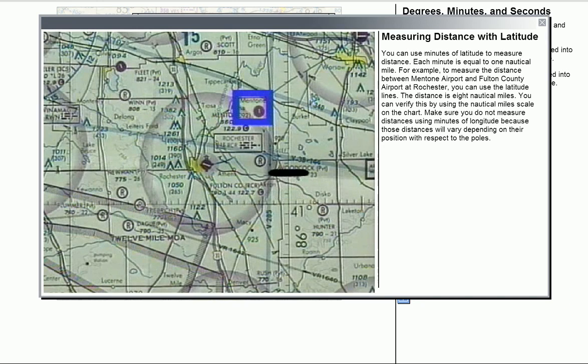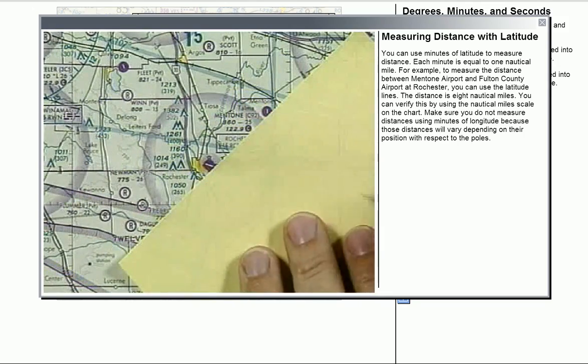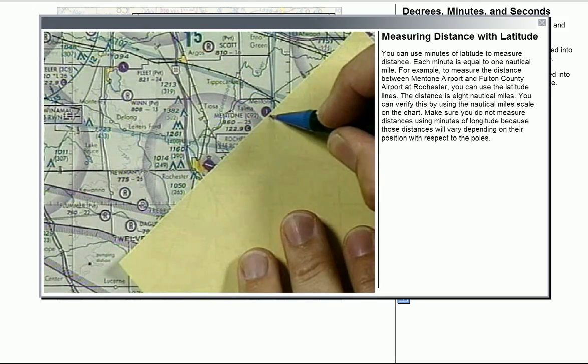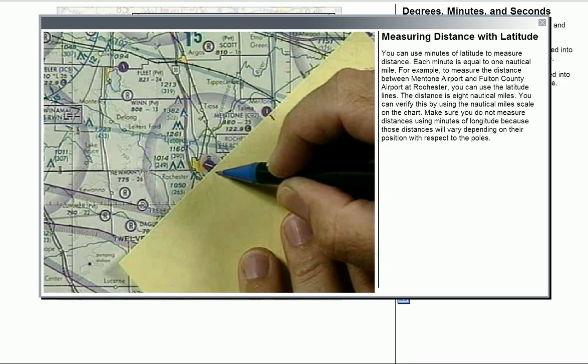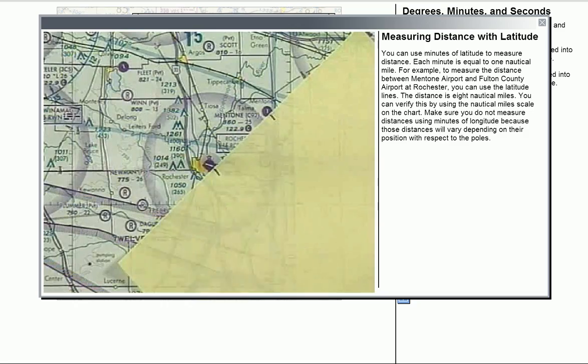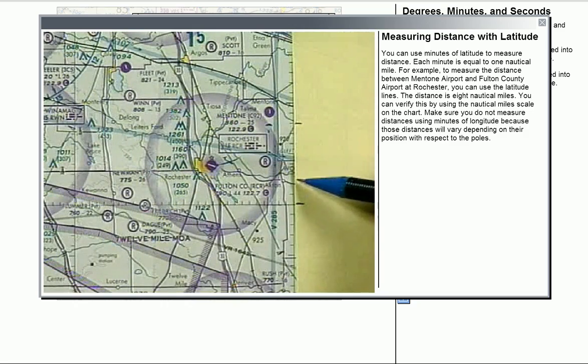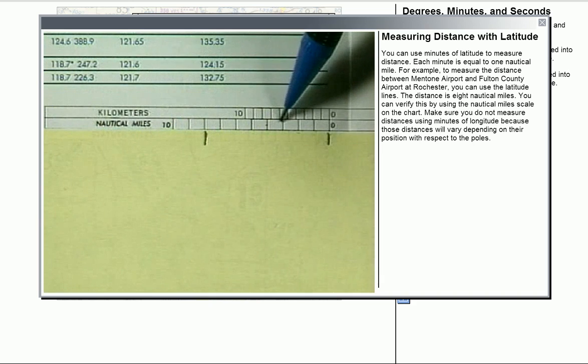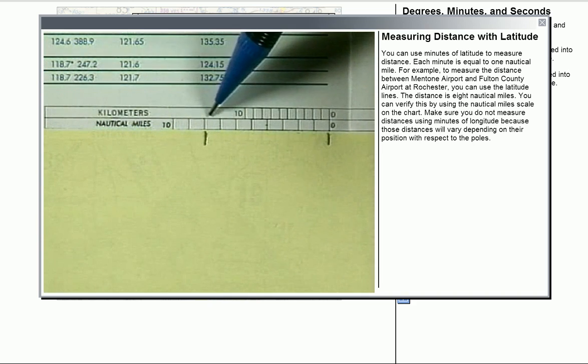You can use minutes of latitude to measure distance. Each minute is equal to 1 nautical mile. For example, to measure the distance between Mentone Airport and Fulton County Airport at Rochester, you can use the latitude lines. The distance is 8 nautical miles. You can verify this by using the nautical mile scale on the chart.